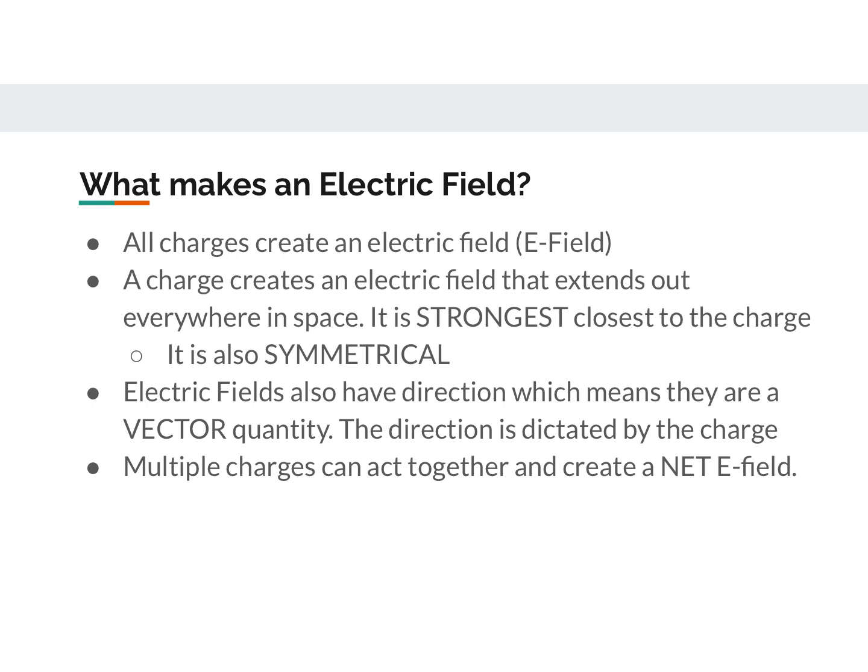All charges, positive or negative, will create an electric field, and a charge creates an electric field that extends out throughout space. It's always strongest the closest you are to a charge, and it's also always symmetrical. Electric fields have a direction. There's those arrows, out of positive into negative. That means they're a vector. And in your virtual lab later today, we will do examples of multiple charges that can create a net electric field when they work together.